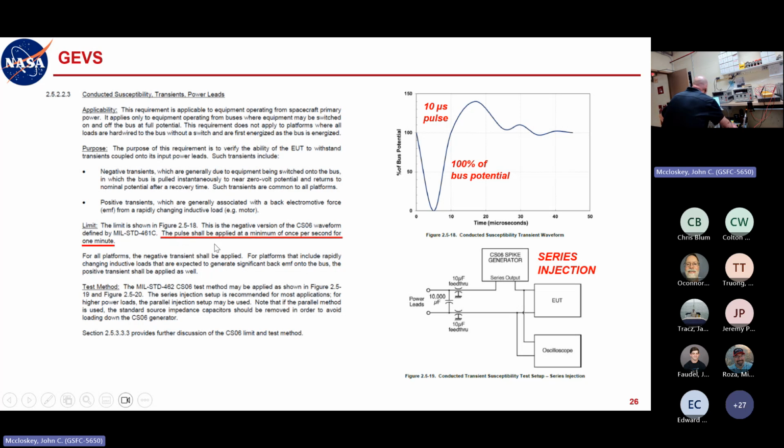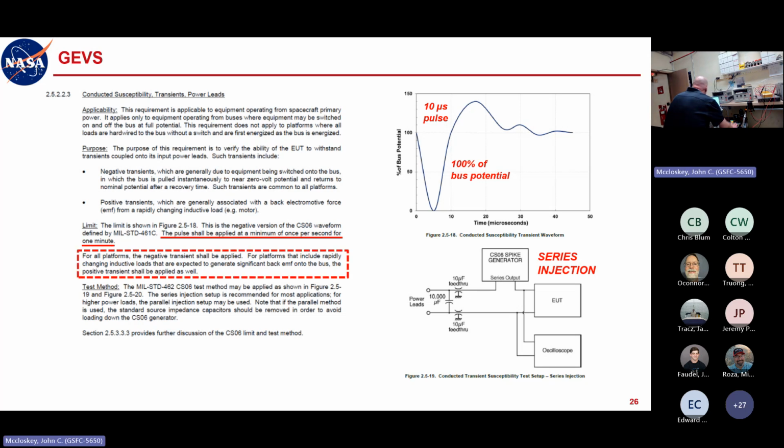Just highlighting here, the pulse shall be applied a minimum of once per second for 1 minute. Okay, so 1 pulse per second. The repetition rate, there's nothing particularly magical about it. You could go up to 10 pulses per second for all I care, but one pulse per second is generally sufficient. These transients are not something that is happening at a kilohertz. These are happening once, very occasionally throughout the mission, ideally, right, as you're turning equipment on or off. So once per second for 1 minute should be more than sufficient.